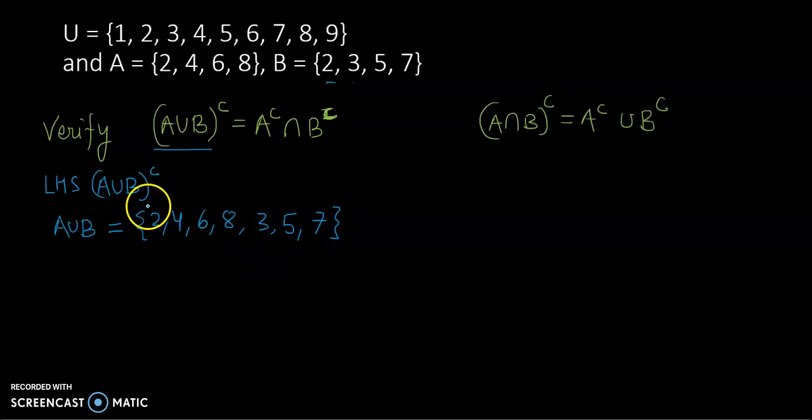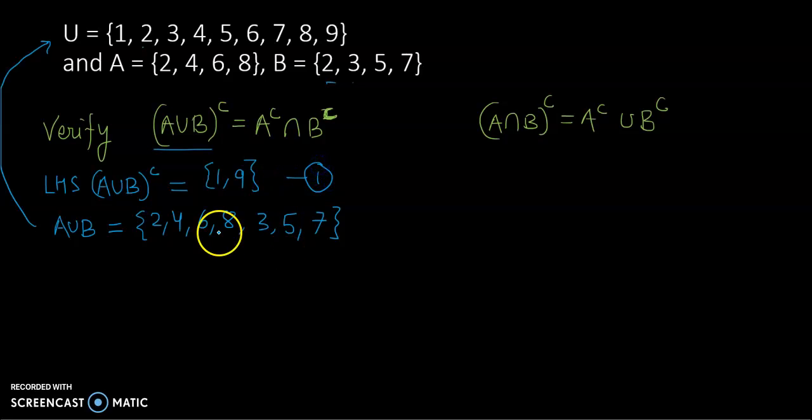Now if you see A union B complement, I'll compare it once again with the universal set here. The members which are not in A union B. So the elements which are left are 1 and 9. You can see that 2, 4, 6, 8, 3, 5, 7 are already covered in A union B. So complement is going to be 1 and 9. This is the first equation. I'll check the right hand side in fact.